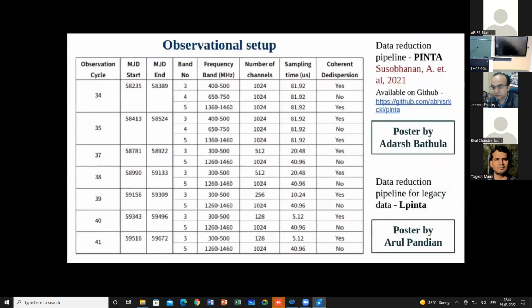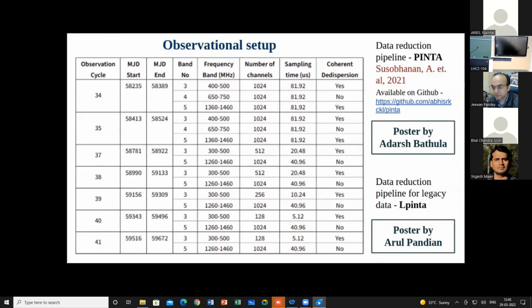This is the table of our observational setup across the cycles. We also have simultaneously recorded band 4 data, but only for the earliest cycles, as later we decided to increase our resolution with lower sampling times, which would mean storage constraints, and hence we could afford to record only band 3 and band 5 data during the later cycles.